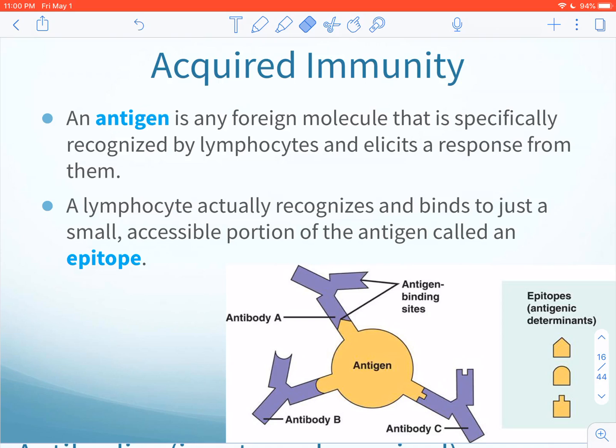All right, y'all, this is Mr. Labonte. I'm going to start talking about acquired immunity.